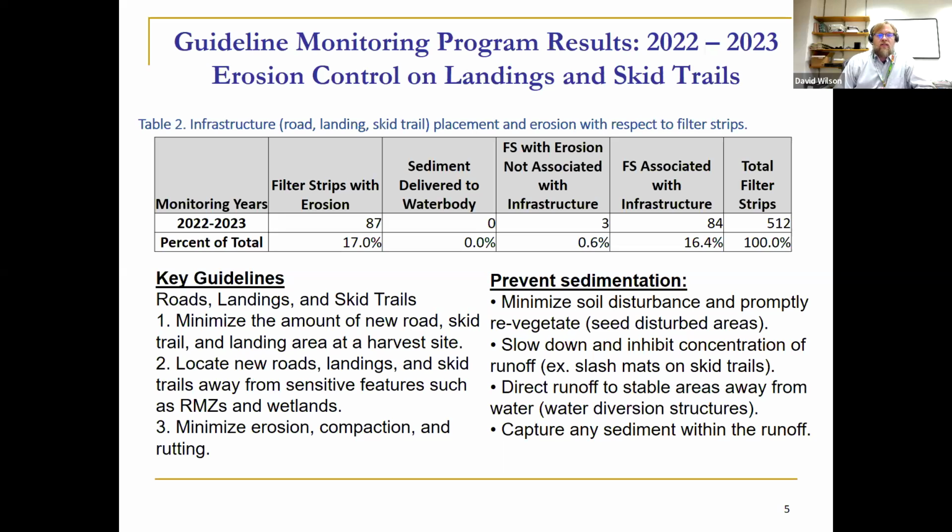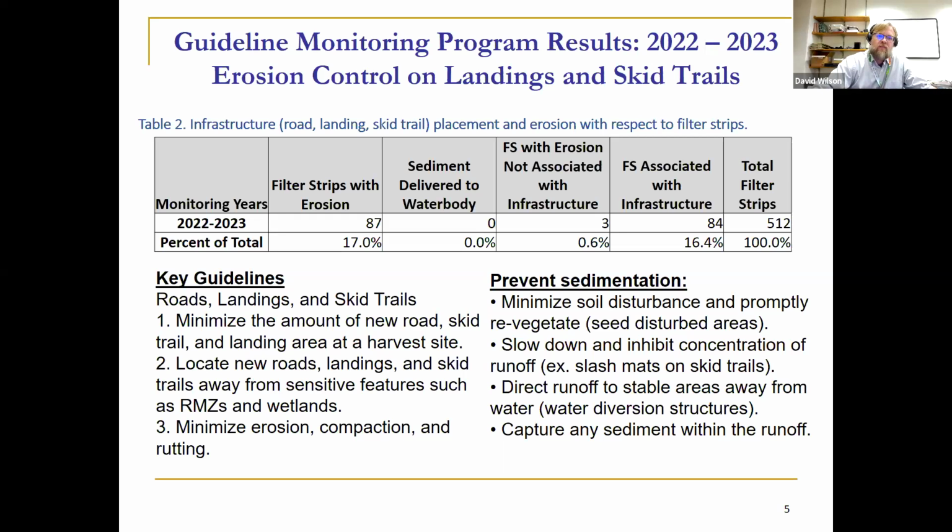But there are issues with erosion on some of the filter strips around wetlands, and they're in particular concentrated in areas where infrastructure encroaches on those filter strips. So where a landing might creep into the filter strip and approach a wetland, or a skid trail gets established in the filter strip, those conditions often result in erosion and soil compaction.